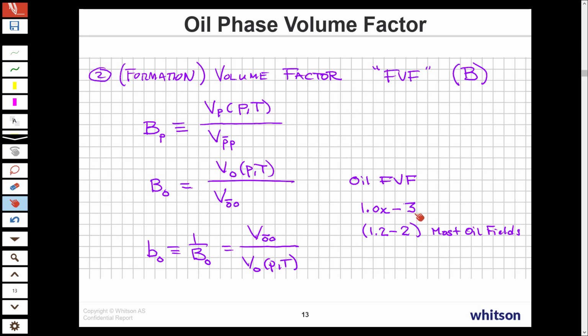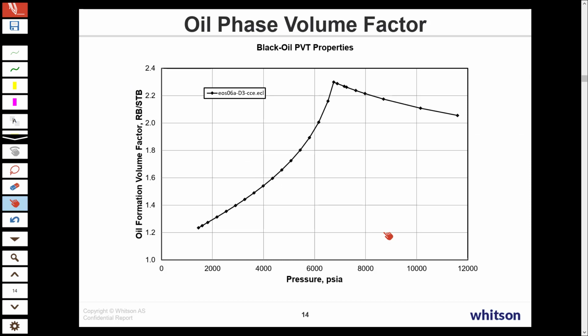And you might reach as high a value as 3 to 4 before it flips while it's still a bubble point. But typically, most oils today are probably 2 to 2.5 at the most. That's the range of the properties initially.